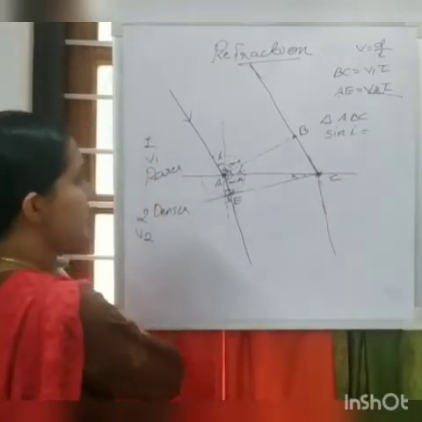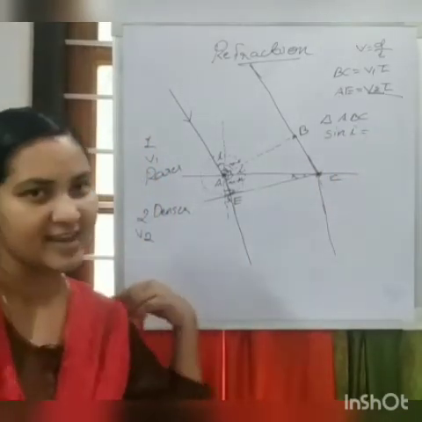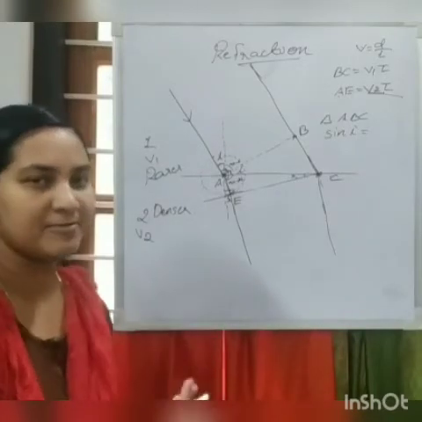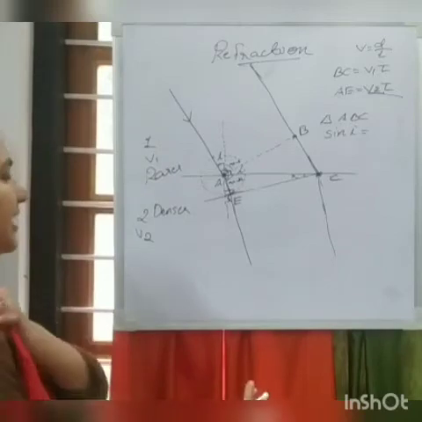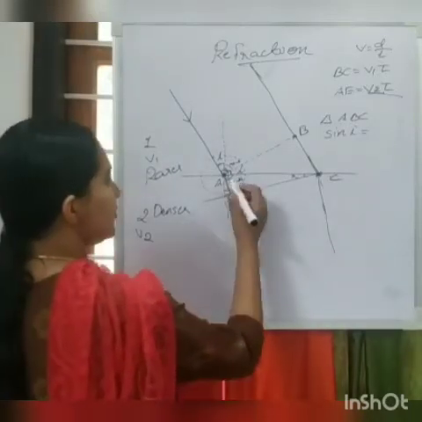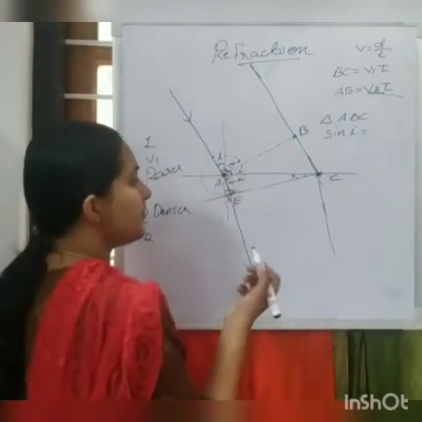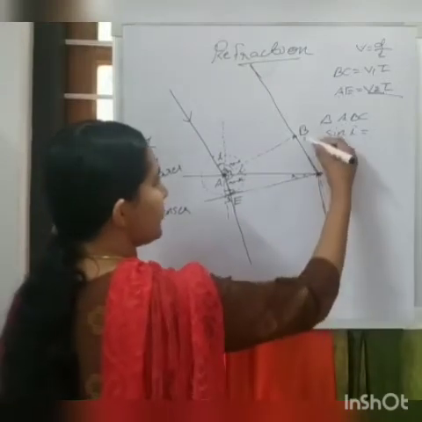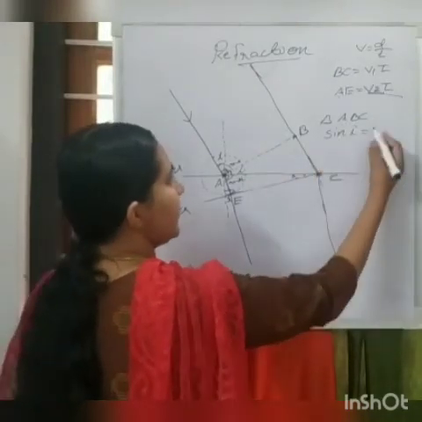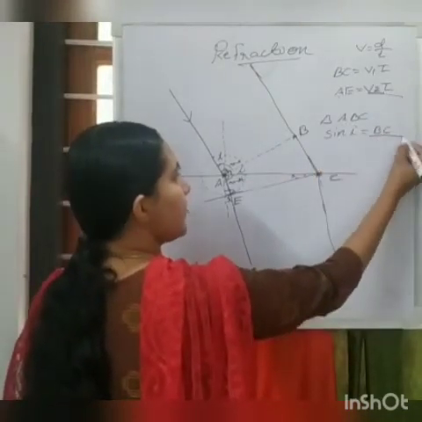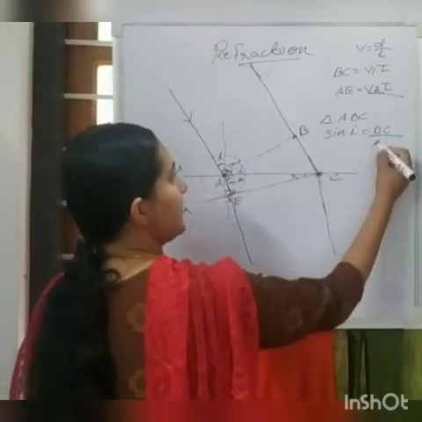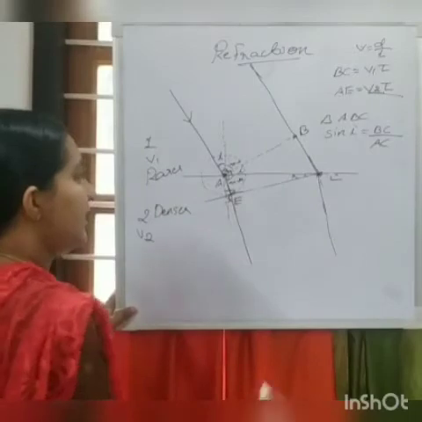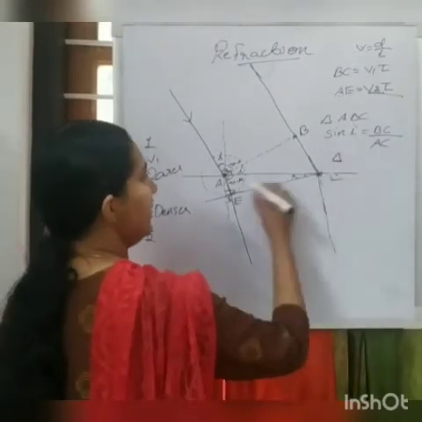Sin I is equal to... why do we need sin I? Because in the law of refraction, sin I by sin R is constant, isn't it? For that, sin I means what? Opposite by hypotenuse. Sin I equals BC by AC.